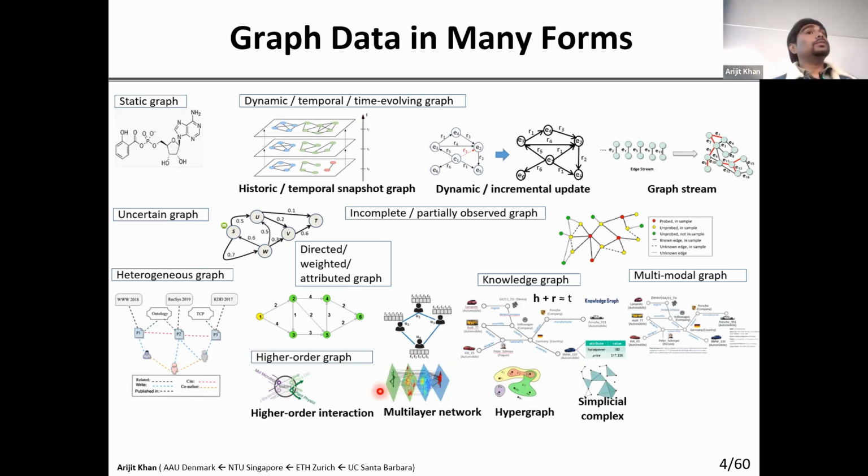Similarly, in case of a social event, there are many participants, and you can also model an event as a hyperedge with many such nodes. So we get a higher order structure such as a hypergraph.